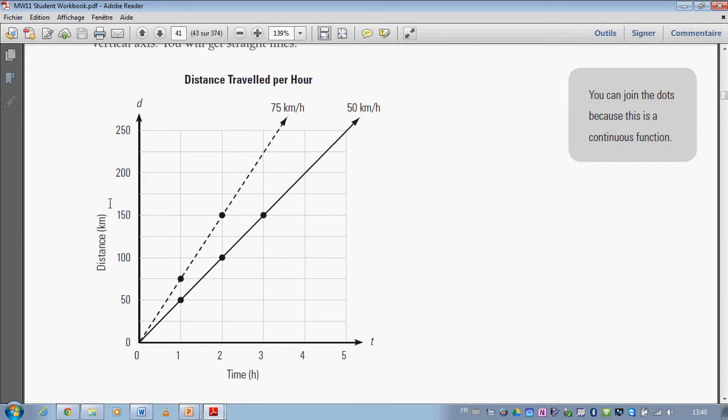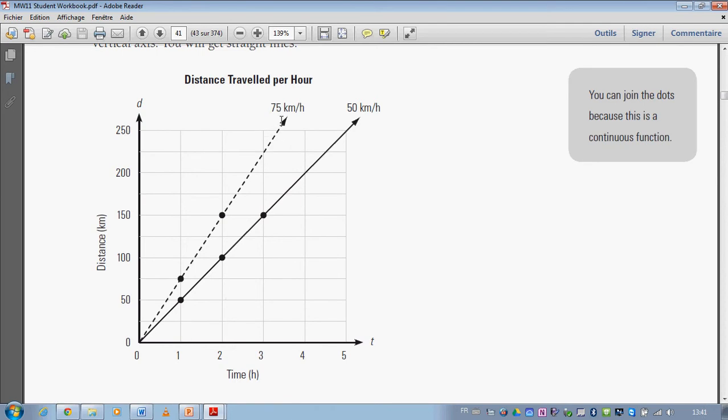Now, this right here is your dependent variable. This value depends upon your independent variable, okay? So these things right here depend on how many hours you decide to travel, okay? So that's why the y values are the dependent variables, because 100 kilometers, for example, or the distance you travel depends on how long you've been traveling, okay?